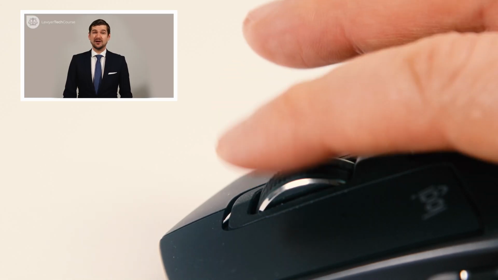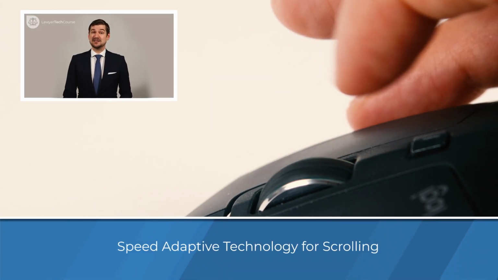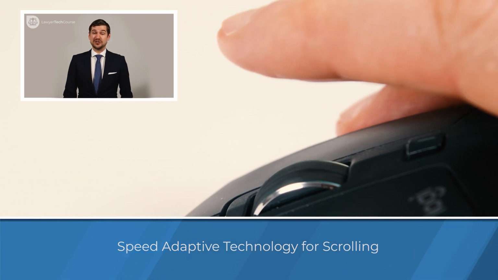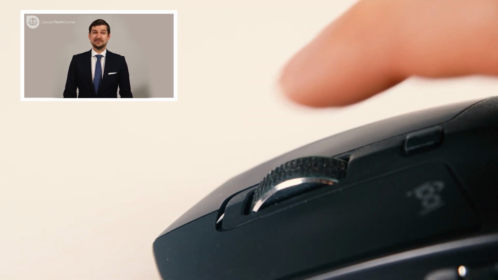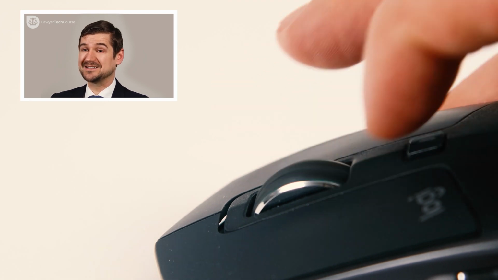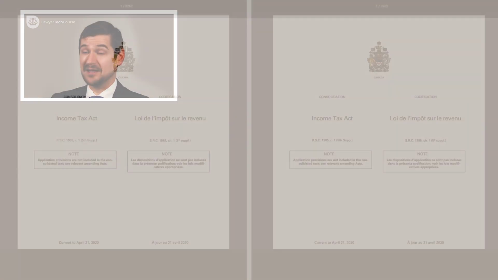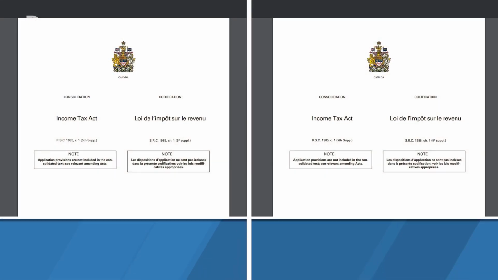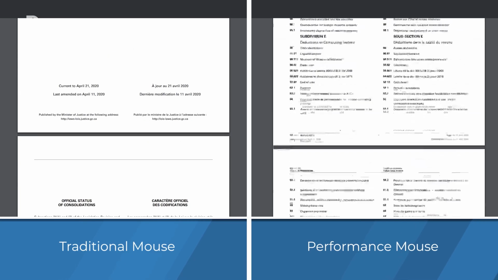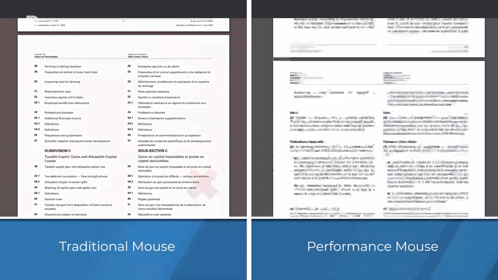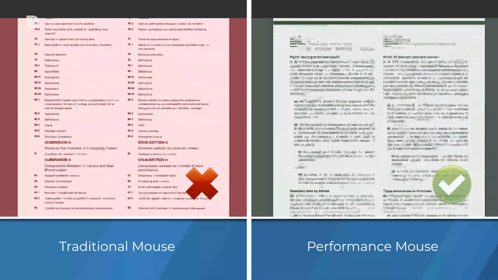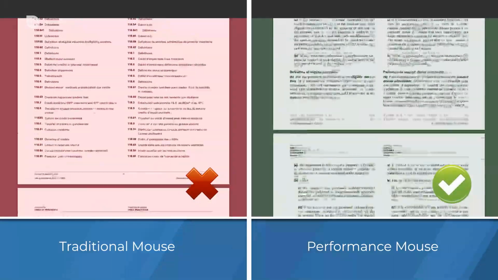In terms of scrolling, performance mice feature advanced speed-adaptive technology, which adjusts the speed of the wheel as you scroll. As you scroll the wheel, a subtle clicking sound comes from it. As you scroll more and more, the wheel switches to a silent, free spin mode, which causes extremely quick scrolling. This makes it faster and easier to scroll long documents, websites, and folders.